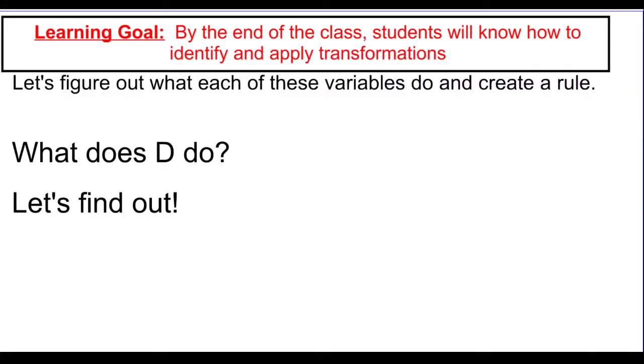Okay, so now that we can look at a function and identify what is A, what is B, what is C, what is D, now we're going to actually look at some functions and figure out what these things do, right? We start off with the parent function. We know what the parent function looks like. If I put a plus 5 on the outside, what does that do? If I put a times 2 on the inside, what does that do?